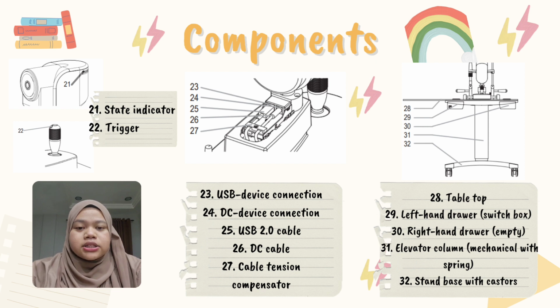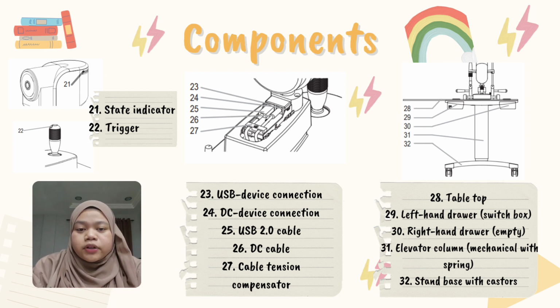Next, components 23rd until 27th: the 23rd one is the USB device connection, the 24th one is the DC device connection, the 25th one is the USB 2.0 cable, the 26th one is the DC cable, and the 27th one is the cable tension compensator. All these components connect the Lenstar to the PC monitor to obtain the result through the software.